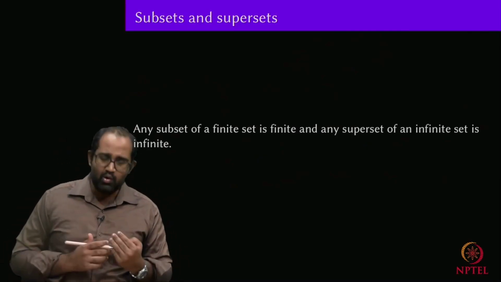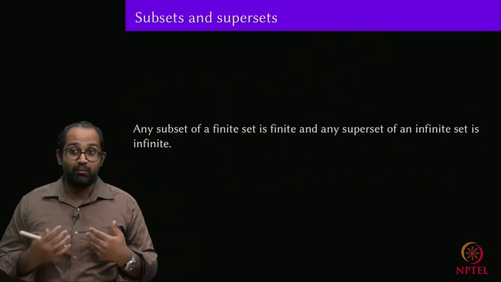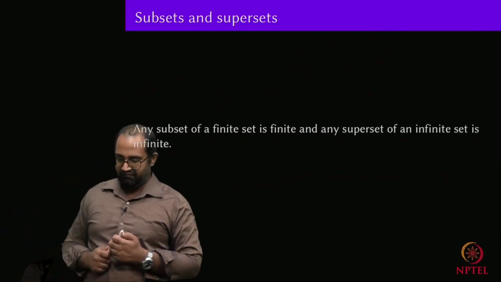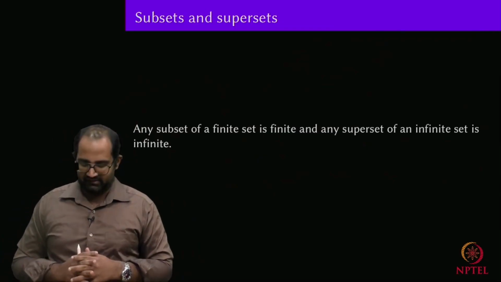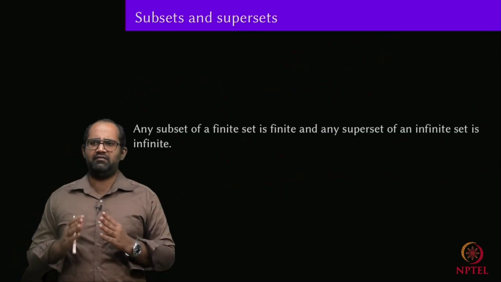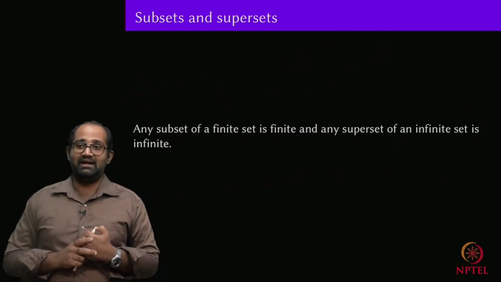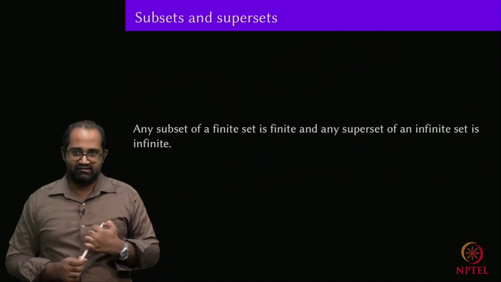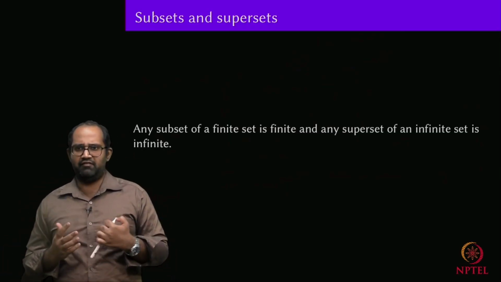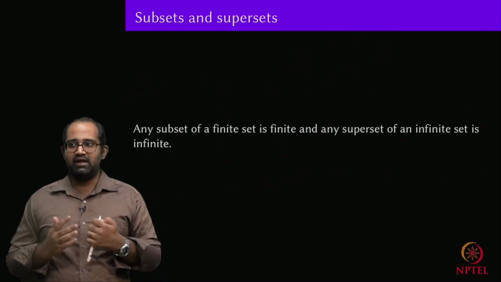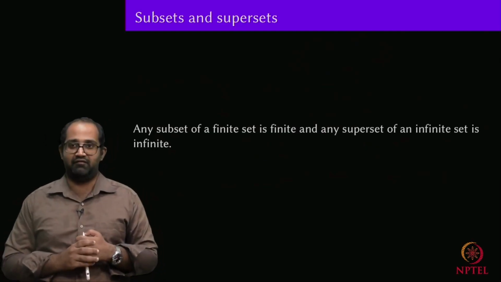So if you have a subset of a finite set, then it is finite, and any superset of an infinite set is infinite. Now both these statements, both about subsets and supersets, should seem completely trivial and obvious to you. Nevertheless, there is something to prove, and it is instructive. So I suggest that before you proceed, just pause the video, spend maybe 10-15 minutes and write down a fully rigorous proof that a subset of a finite set is finite and a superset of an infinite set is infinite.